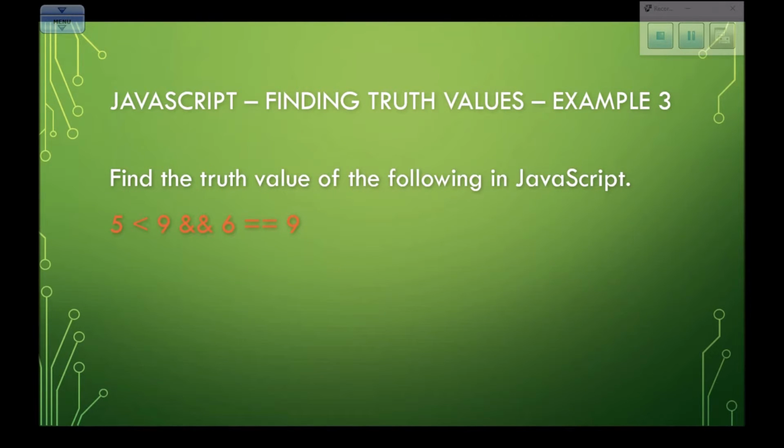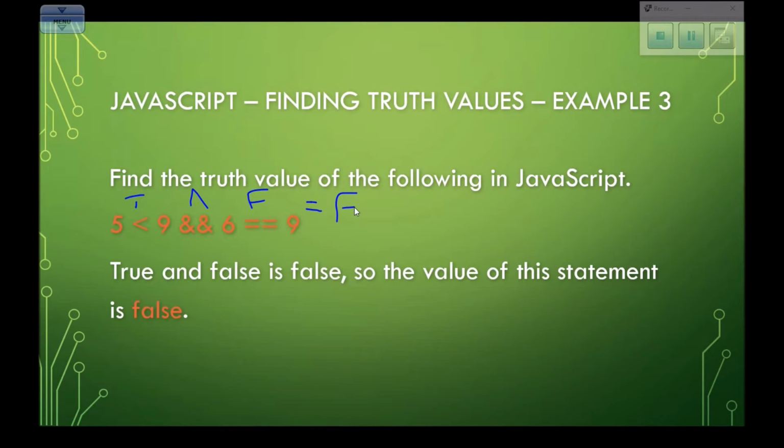5 is less than 9, and 6 is equal to 9. 5 is less than 9, that's true. And, right, 2 ampersands means and. 6 is equal to 9, that's false. True and false is false. So the value of that statement is false.